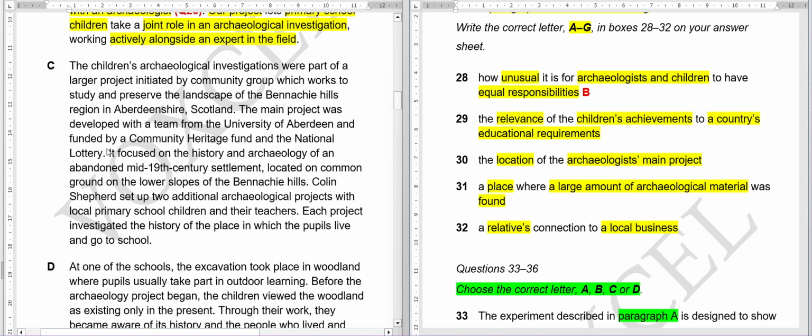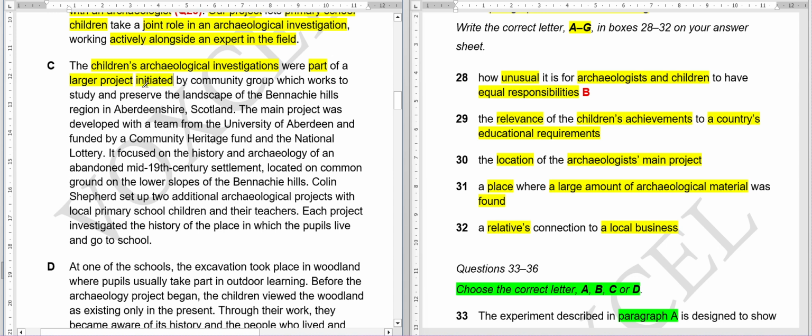C paragraph. The children's archaeological investigations were a part of a larger project initiated by a community group which works to study and preserve the landscape of Binake Hills region in Aberdeenshire, Scotland. So now they're saying that the children's investigation was a part of a larger project. So there was a larger project going on, and children's archaeological investigation was a small part of it.